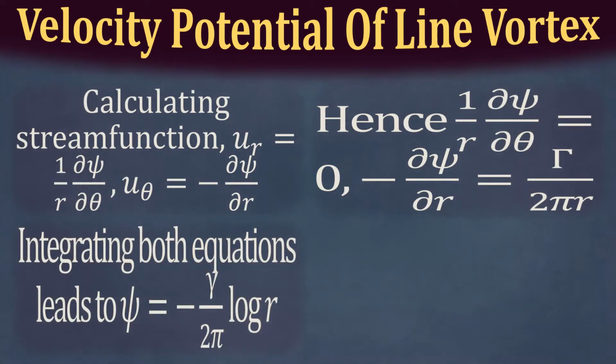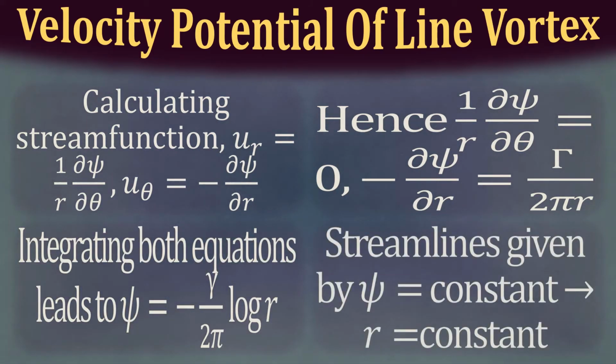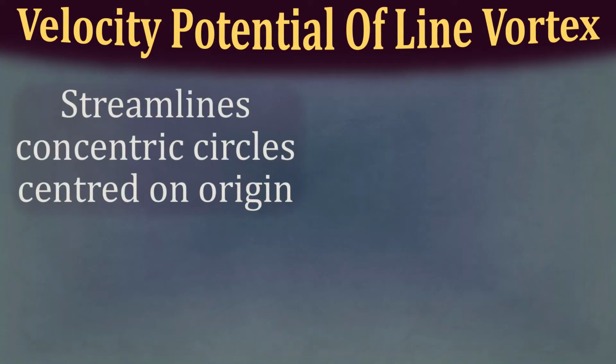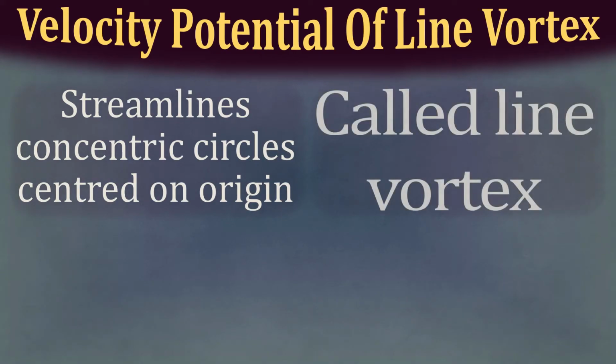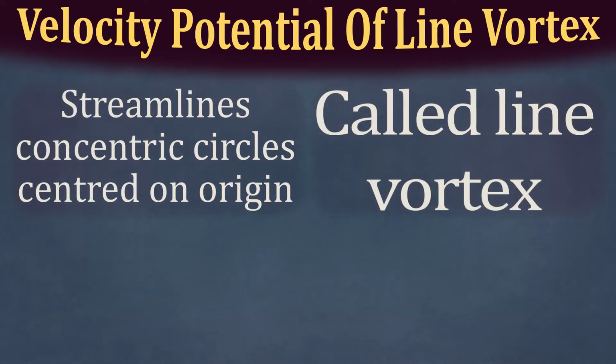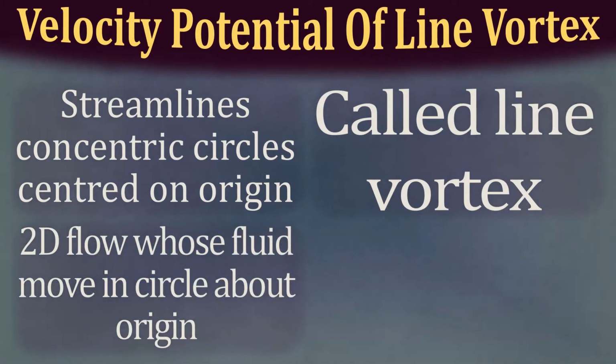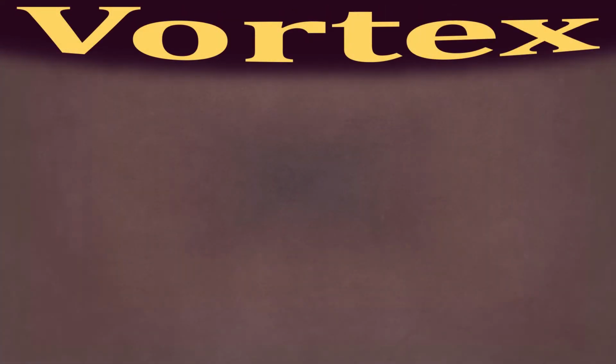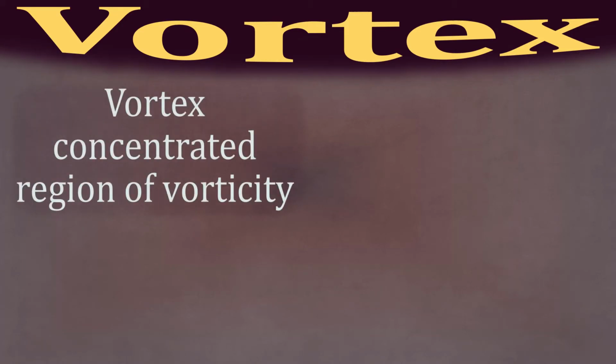The streamlines are given by psi as constant, which implies that r is constant. So, the streamlines are concentric circles centered on the origin. We call this flow a line vortex. It is a 2D flow whose fluid moves in a circle about the origin. Next, let's define a vortex. A vortex is a concentrated region of vorticity.